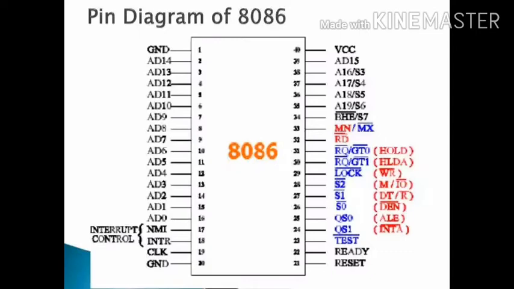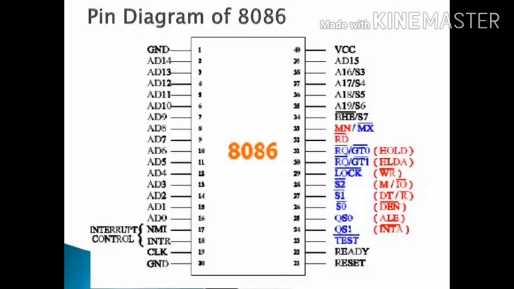So these are the pins used in the 8086 microprocessor, right? So we'll talk about the pins which are common in both the 8086 minimum mode as well as maximum mode. Firstly we'll talk about the minimum mode pins, how pins 24 to 31 act or behave differently for minimum mode and maximum mode.